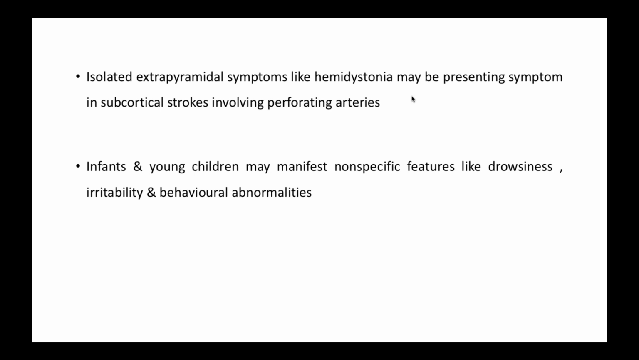Extrapyramidal symptoms may occur if there is involvement of the basal ganglia, usually of those leptomeningeal branches which supply the deep brain structures. So there can be dystonia, dyskinesias. All these things can occur if there is involvement of the deep brain structure, gray matter.